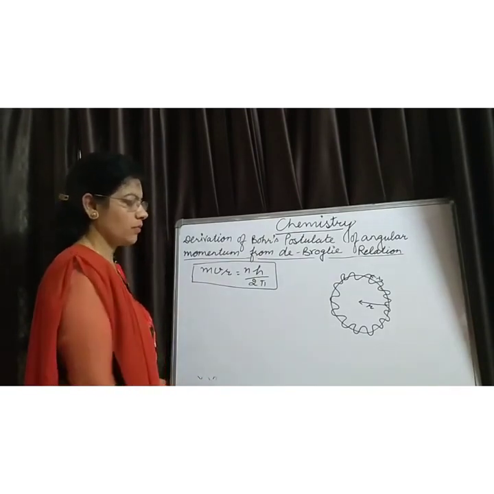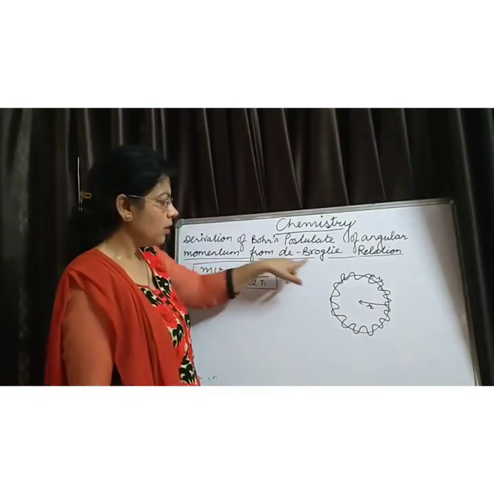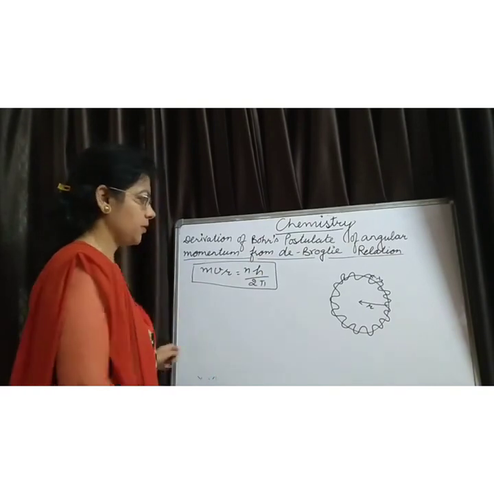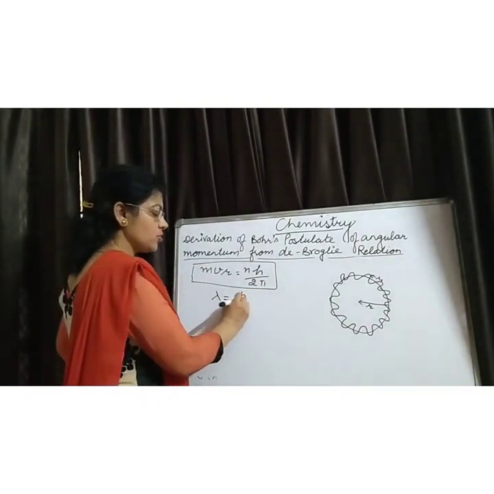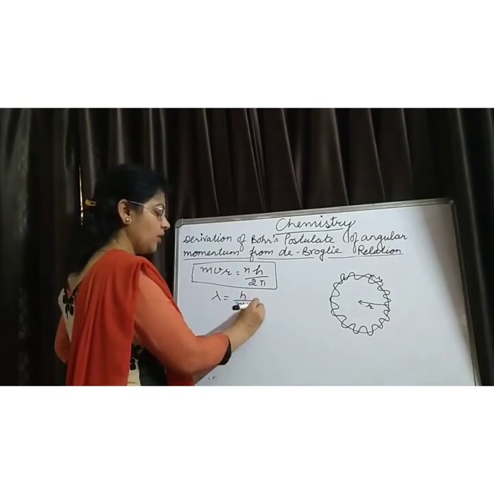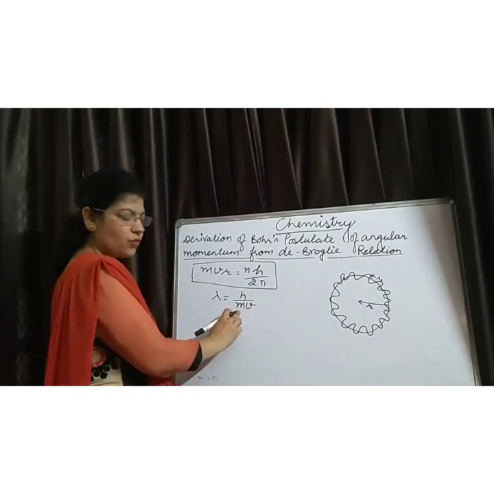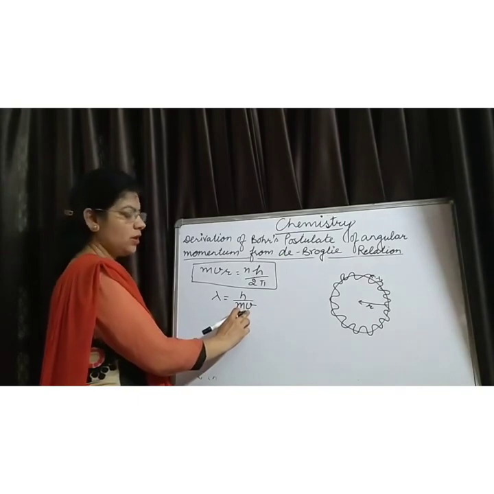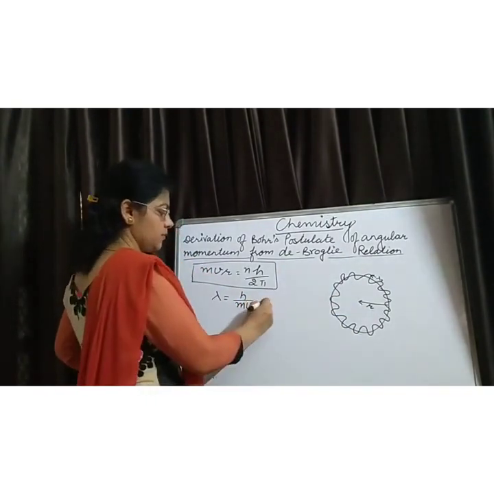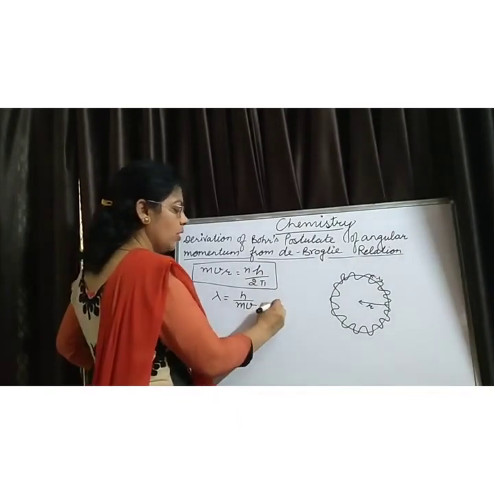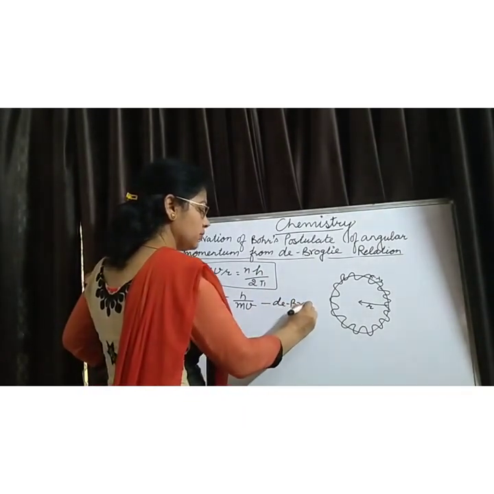Now, according to the de-Broglie concept, wavelength lambda is equal to h upon mv, where m is the mass of the electron and v is the velocity with which it is revolving around the nucleus. This is equation one, according to de-Broglie.